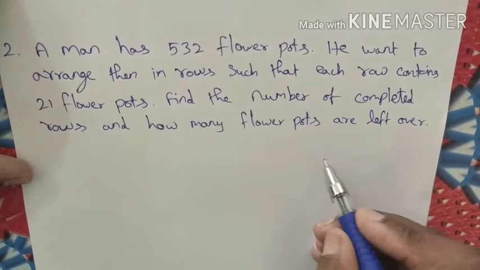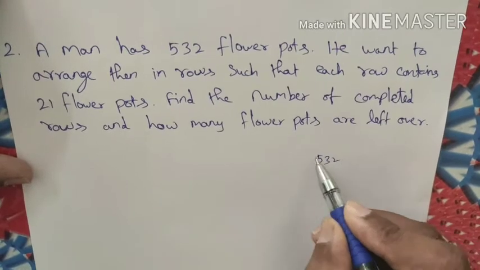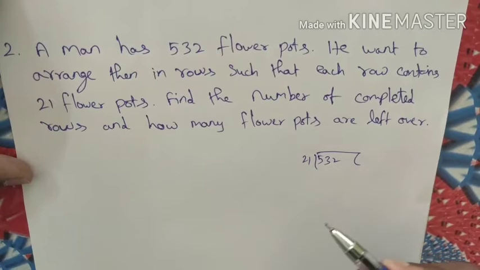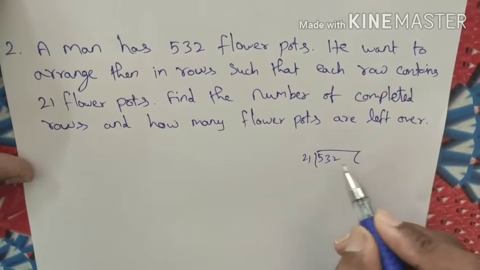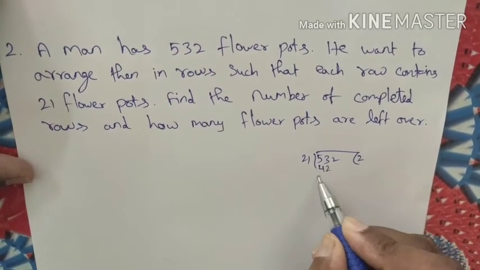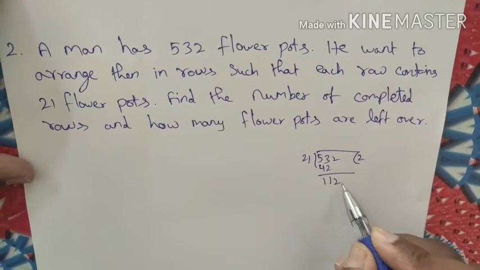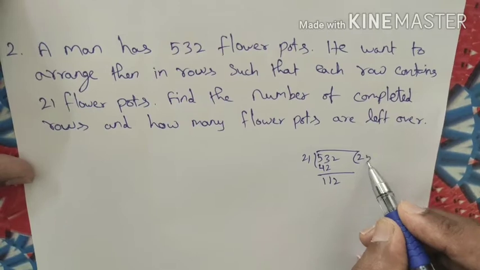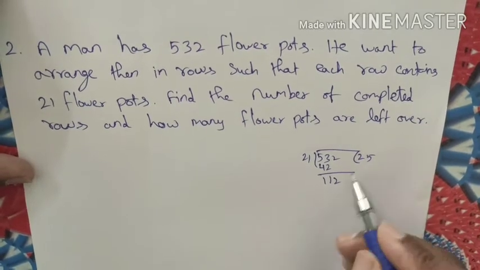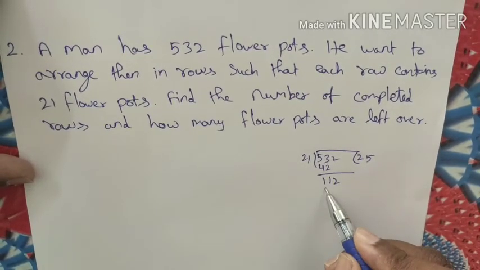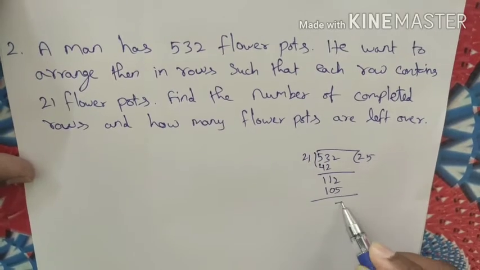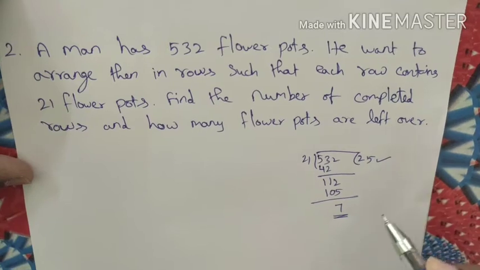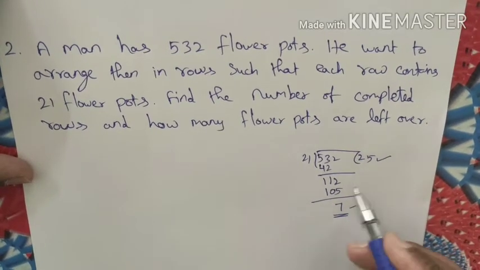Usually we divide 532 by 21 and find what the remainder is. 21 2s are 42, and then the remainder is 1, 1 2, and then 21 5s are 105, right? Then the remainder is 7. So the completed rows are 25 and the remainder is 7. In this way we have found it out.